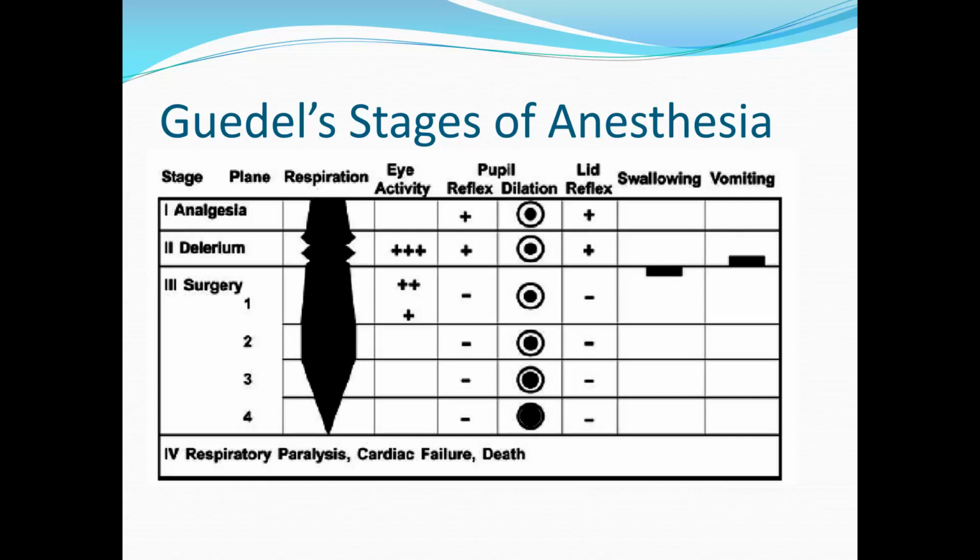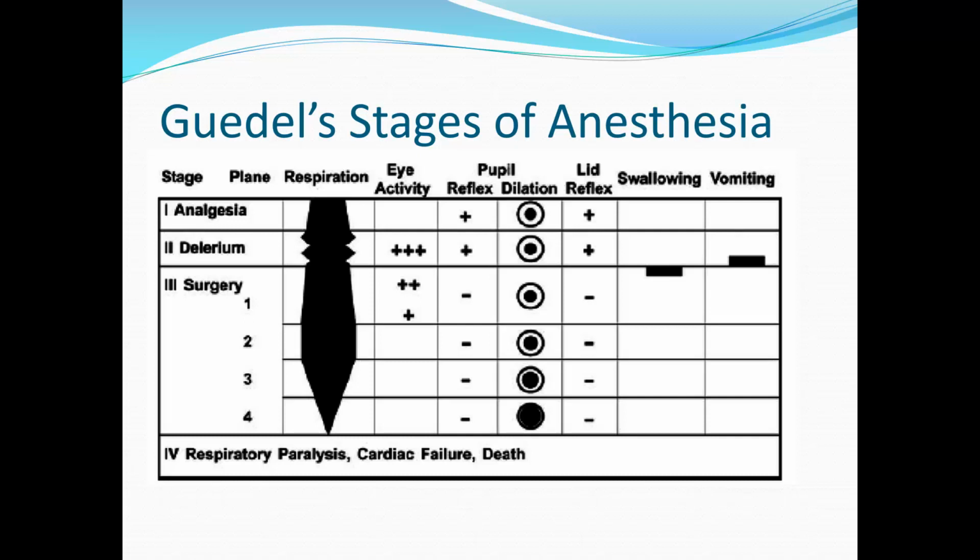Stage 3 is called surgical anesthesia. And this is from the onset of automatic respiration to respiratory paralysis. And it's divided into multiple phases. And again, we're not talking necessarily about giving a paralytic. This is paralysis from the inhalation anesthetic.